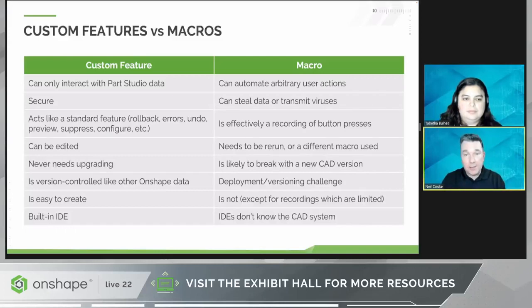A custom feature acts like a standard feature, so it can be edited, whereas a macro needs to be rerun with the possibility of incorrect user input and different end results. Custom features never need upgrading and are version controlled using Onshape's built-in data management tools, whereas macros, as Tabetha mentioned, are a nightmare to administer and deploy. And finally, custom features are easy to create. I know that's easy for me to say, that's why I have Tabetha here to back me up. But there's also a built-in IDE, or integrated development environment, that means you can debug your code in real time. In summary, what this means is that you can use custom features with confidence.